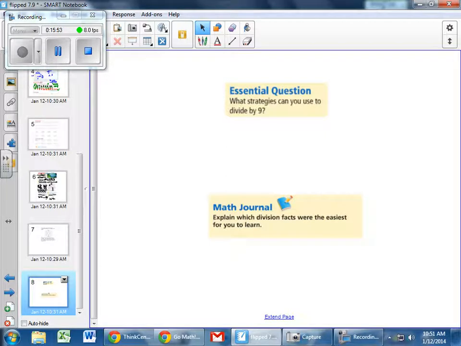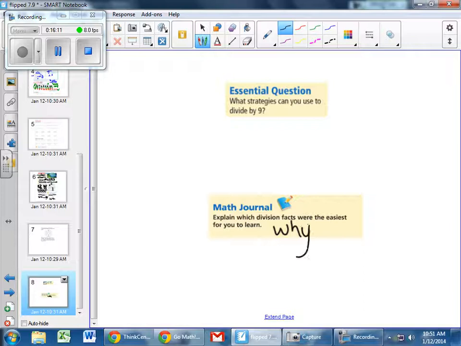And then in your math journal, explain what division facts were the easiest for you to learn. So we started with, I believe it was 2's, and we've gone 0 to 9 now. So which division facts were the easiest to learn? And tell me why. Don't just say 2's or whatever. Tell me why. Why were they the easiest? What made it click for you so easily?